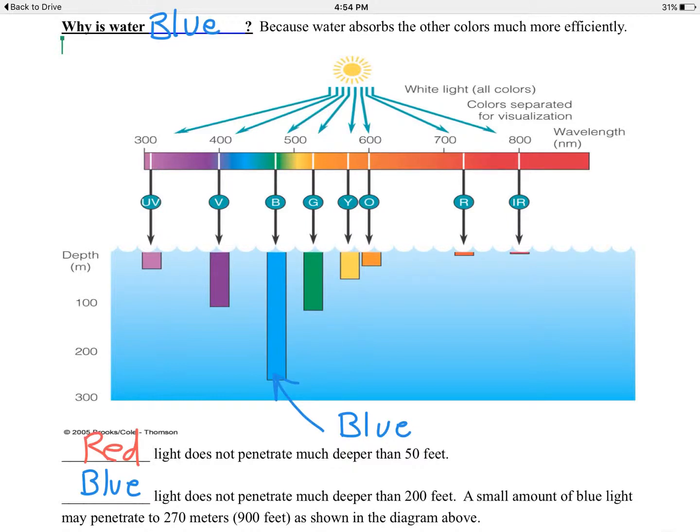But so the light penetrates and the blue sticks around longer. Some of it gets reflected back into the atmosphere, bounces off some particle, the water particle, and bounces back up into the sky, into your eyes if you're sitting above the water looking down. So that's why water is blue.